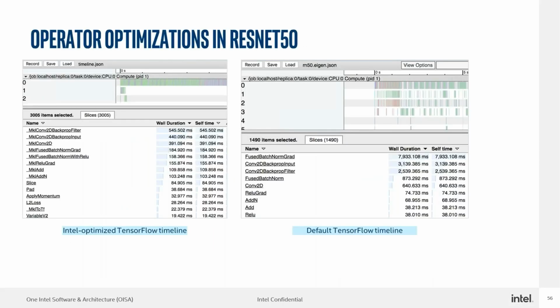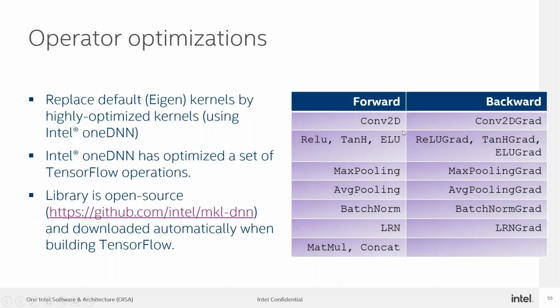As we can see in this table, for forward operations these are optimized, and also for backward operations these are optimized. These backward operations will be used for training purposes. So we can say that oneDNN and TensorFlow will give better performance for training and inference both.